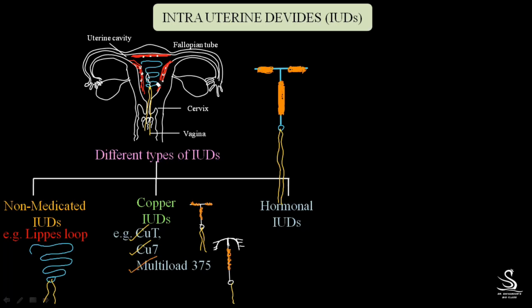Now, instead of the Lippes loop, we are going to place the Copper T here. You can observe here, these are the Copper Ts. I will simply draw the Copper T like this. All of you know that Copper Ts are wound with a copper wire. So here is a copper wire.